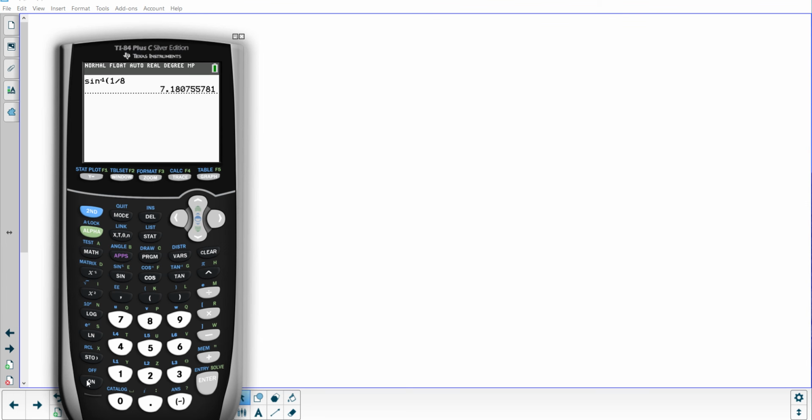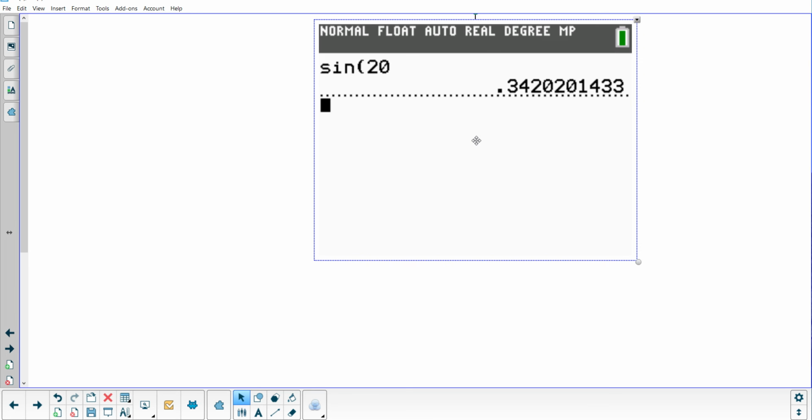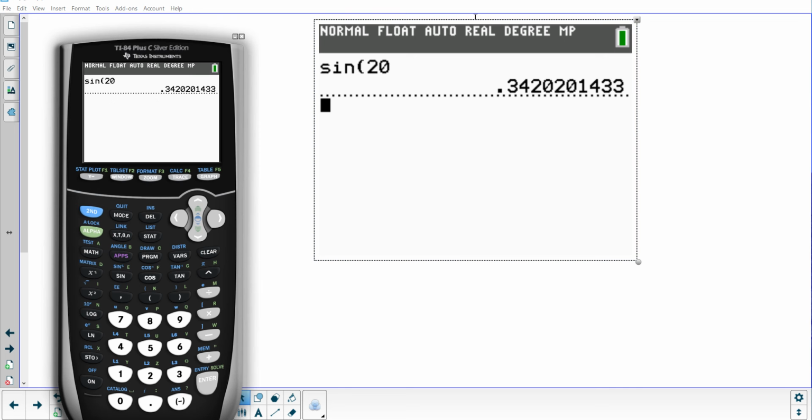So we took the inverse sine of 1/8, and we got 7.18. So if we wanted to get the original answer back, we could use regular sine. Okay, let's do another one. Let's take the regular sine of 20 degrees. And you get 0.34202. Now, let's take the inverse sine of 0.34202.